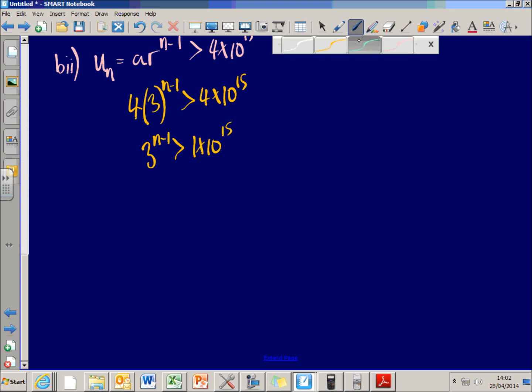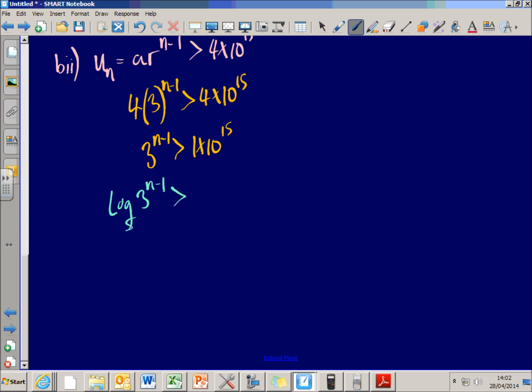Okay, so I'll log both sides. So log 3n to the minus 1, we want it to be greater than log 10 to the 15, like that. Take this n minus 1 out front, that's the point. Okay, the power can come down. Now, what's log 10 to the 15? Yeah, it's 15 log 10.